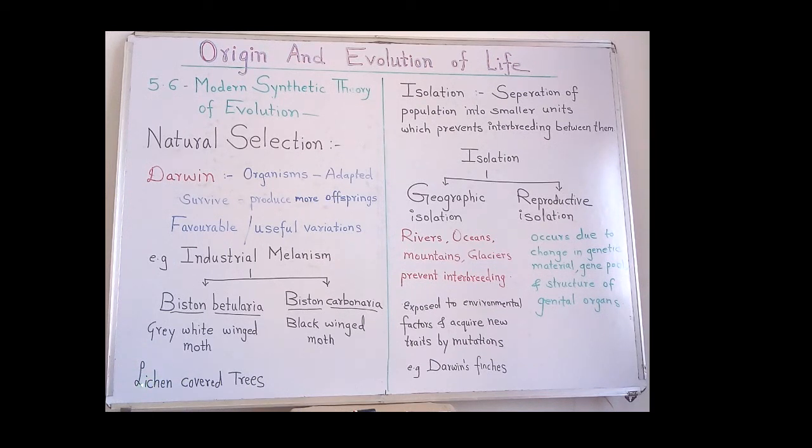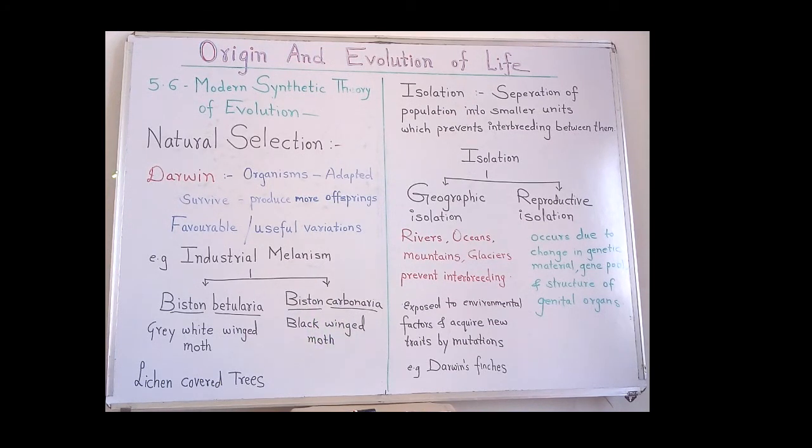Lichen is an association of algae and fungus. It is also used as a spice in the kitchen. Dagadful, we call it in Marathi. So the trees are covered with lichens, and the color of lichens is black and greyish. Due to this, grey white winged moths can easily camouflage themselves on the lichen covered trees, and black winged moths became victims to the predators.